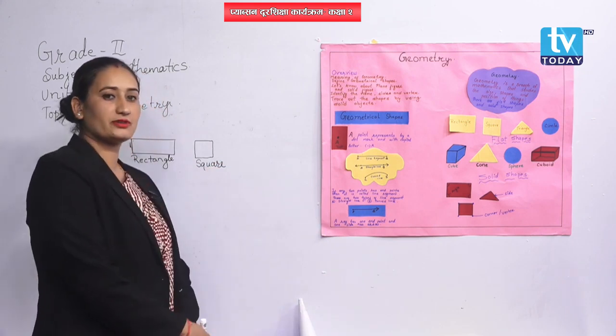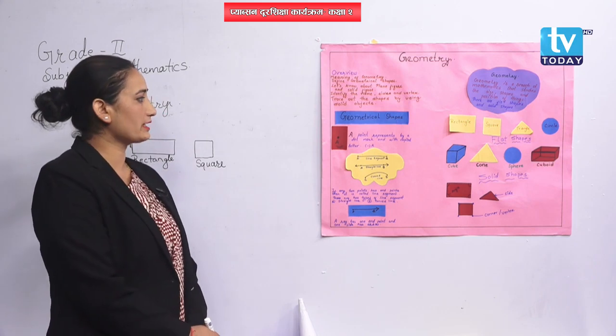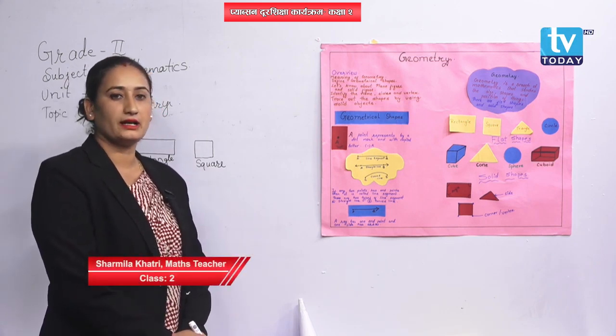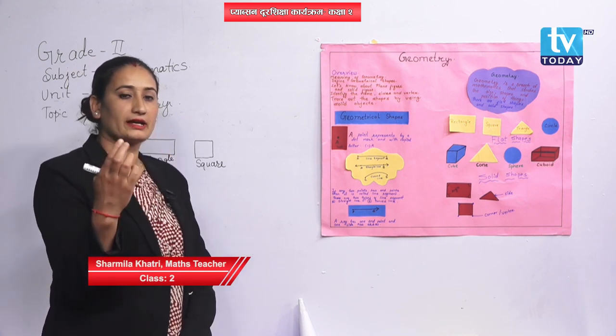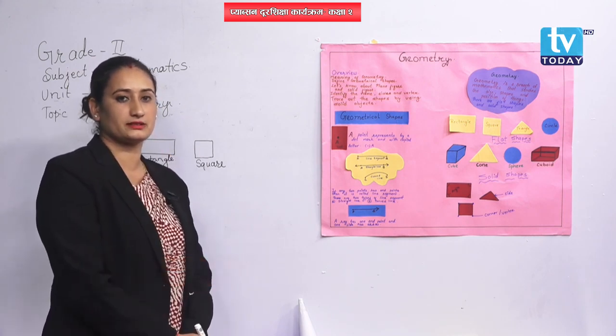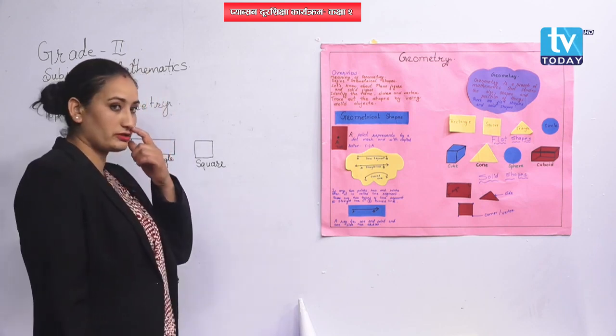Okay, have you written the square? Very good. Now what shape will come after square? What is there? It's a triangle. So 3 angles, we call it triangle. See here, I'm going to draw a triangle.